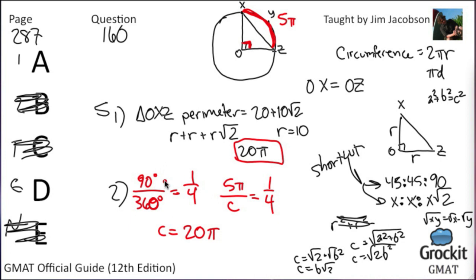So the proportion may not be something that you can instantly say, oh, well, clearly that's a quarter of the circle. So just be prepared to set it up as a proportion, or they could give it to you algebraically. So be prepared for things harder than 90 degrees. Anyway, statement 2 is sufficient. It tells us the circumference is 20 pi also. So answer choice D, either statement is sufficient on its own.